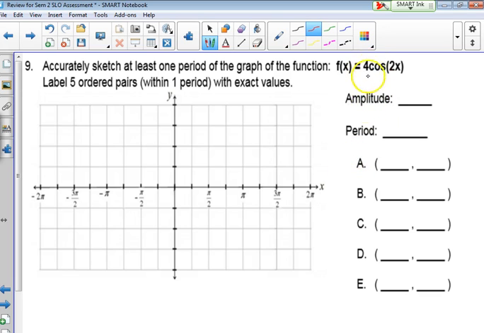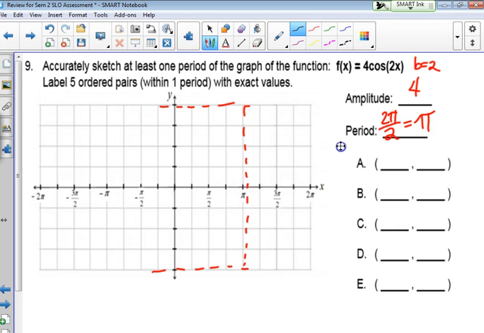What's this one have going on? Amplitude is 4. 2 pi divided by b is 2, right? So we have a period of pi. So it's going to go up as high as 4, down as low as -4. It's going to finish an entire cycle by pi.